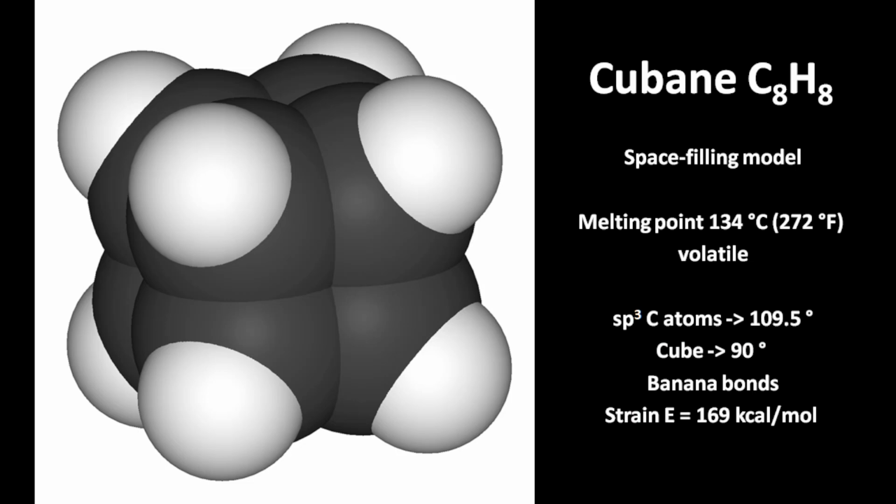Cubane has bent bonds that are sometimes called banana bonds. They help reduce the ring strain. Cubane still has a high strain energy of 169 kilocalories per mole.